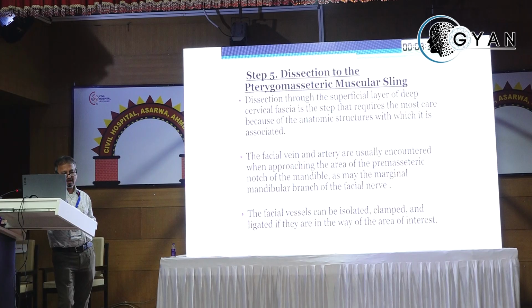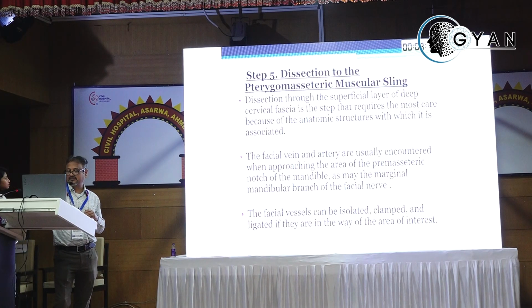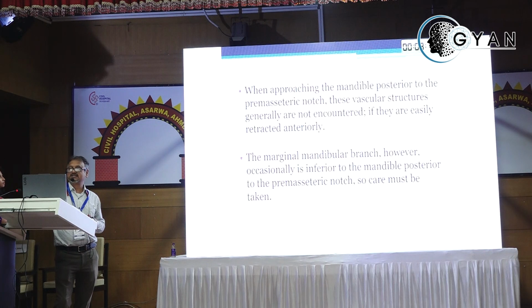The facial artery will be in front, the vein will be behind, and your nerve will be superior to these structures most often. So you have to identify it, and once you identify a nerve, you dissect carefully so that it can be retracted easily. You dissect the nerve for a few centimeters, 1 or 2 centimeters, and then it can be retracted easily. That is how you have to identify. Then you clamp these vessels.